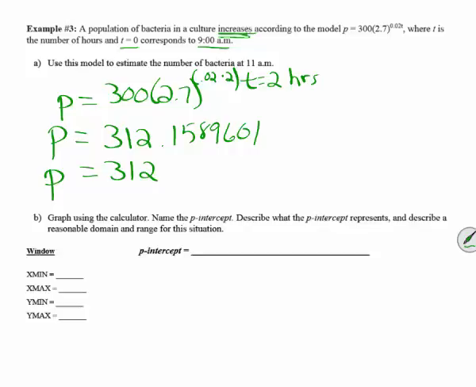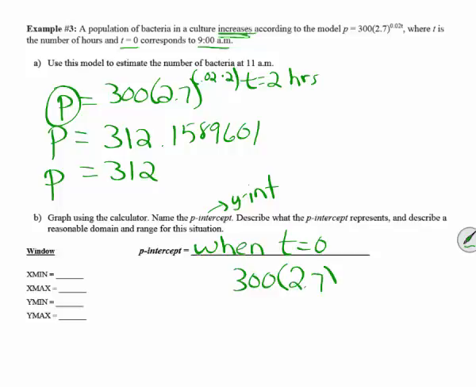Graph using the calculator. Name the p-intercept, which really means y-intercept, but since they named the equation starting with a p, and describe what it represents, and describe a reasonable domain and range for this situation. Well, p-intercept is when t equals 0, and it's your initial amount. So if I fill in 0 into my equation, 300 times 2.7 to the 12 times 0, that's 300 times 2.7 to the 0. Anything to the 0 is 1. So P of 0 is 300. That's your y-intercept. It's your initial amount.